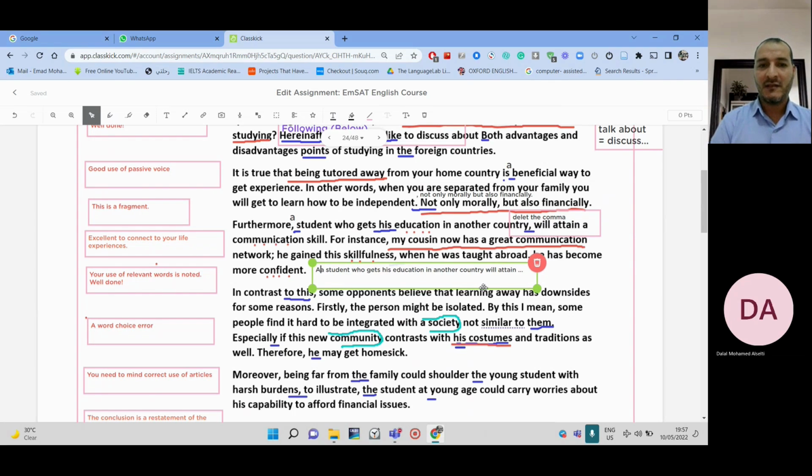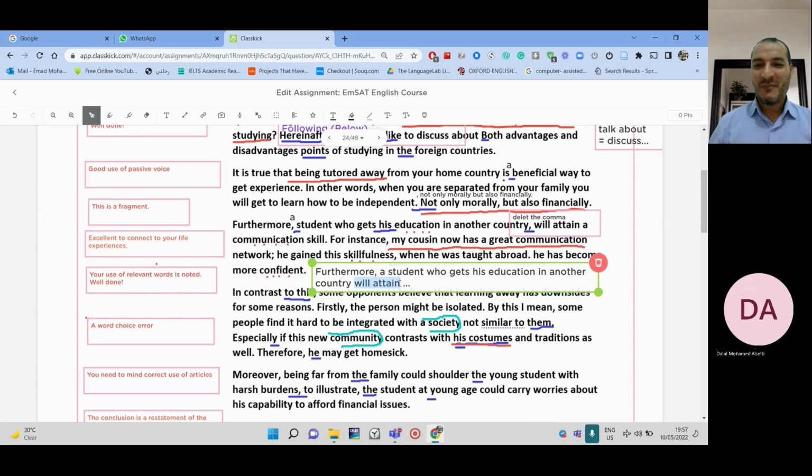The subject is a student. I don't write a capital because this is just a completion after, let's say, furthermore. Yes, F capital. Furthermore, a student. Can you see it? Good. A student who gets his education in another country, well, where's the subject? A student. Where's the verb? Well, attain, right? So you don't have to use a comma.